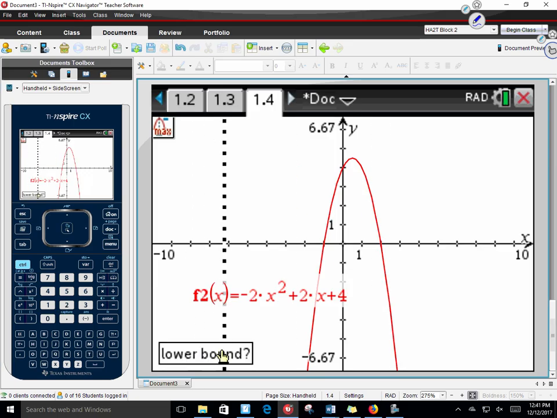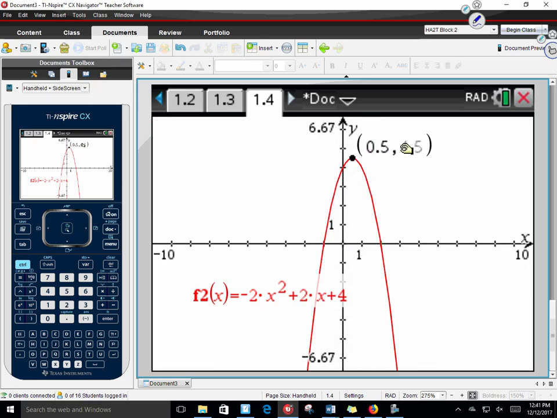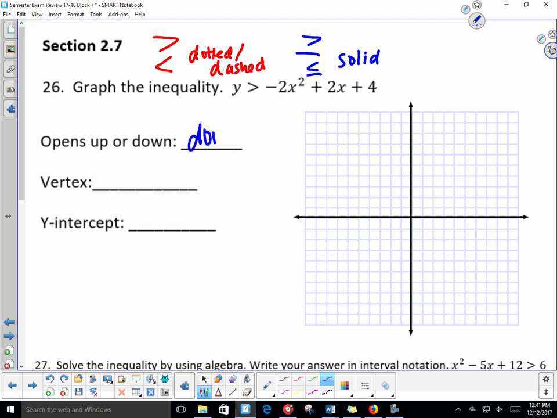Remember when it asks you lower bound? Well, there's my vertex I'm looking for, so I'm going to click to the left of it and then to the right of it. Because I'm not actually looking for a max, I just used that for my vertex. The vertex is that whole ordered pair, 0.5, comma 4.5. So we know it opens down. We know the vertex is the ordered pair 0.5, comma 4.5, so we can put that on our graph.